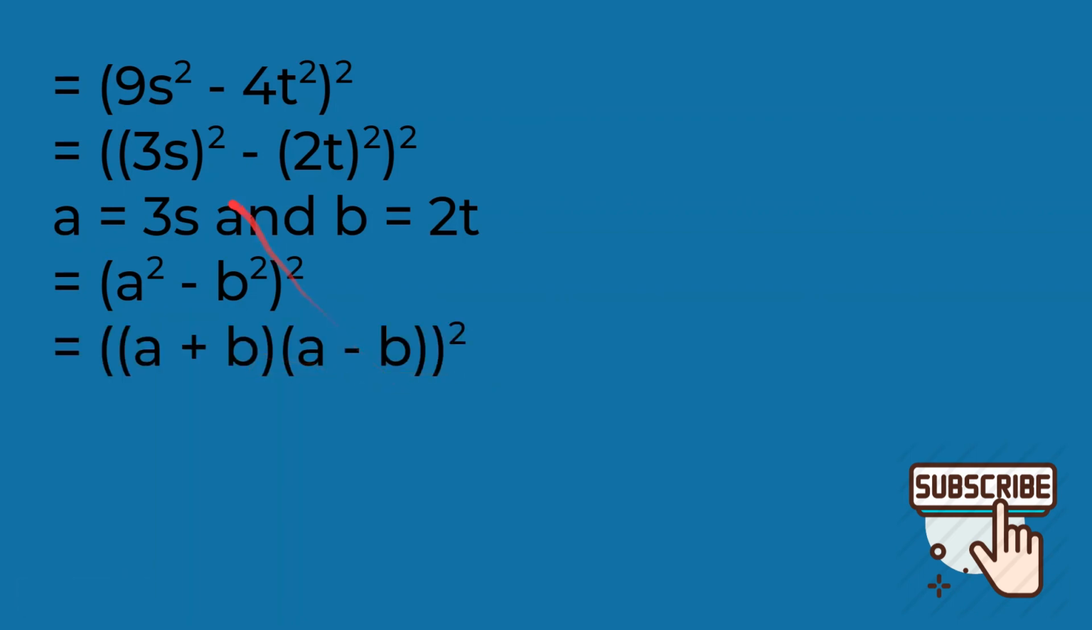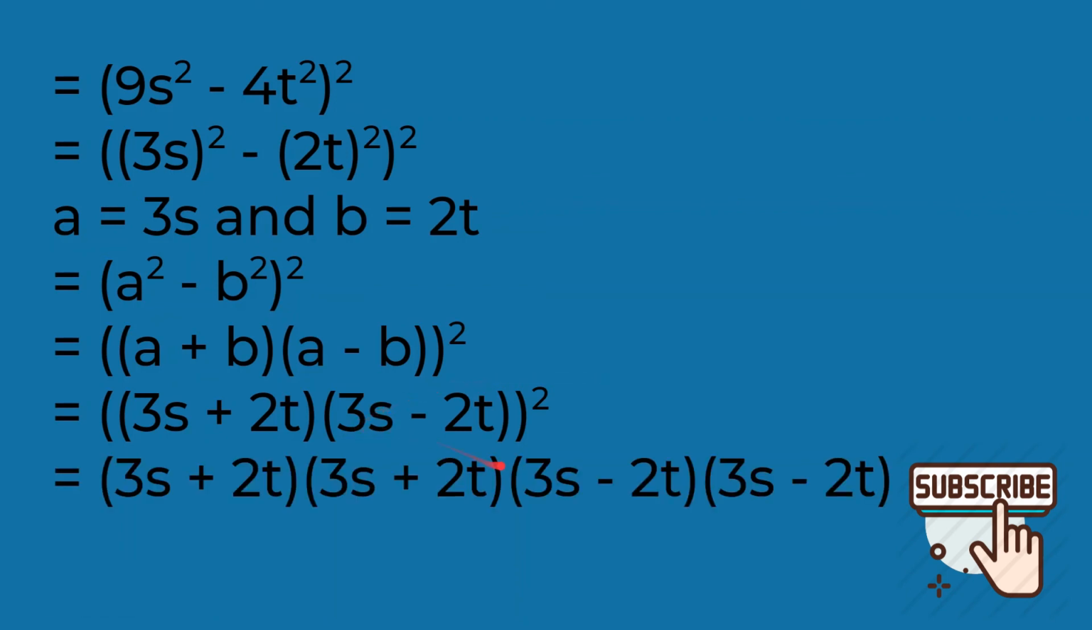So a plus b is 3s plus 2t, and a minus b is 3s minus 2t. So (3s plus 2t) into (3s minus 2t), and that is all whole squared. So it is (3s plus 2t)(3s plus 2t) because it is squared and we want to remove that, and it is (3s minus 2t) into (3s minus 2t). So in all it is (3s plus 2t) squared (3s minus 2t) squared, and this is our final answer.